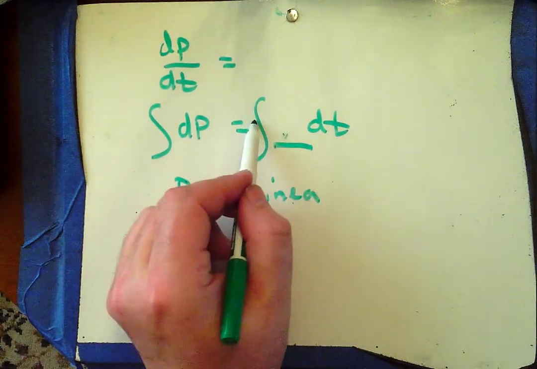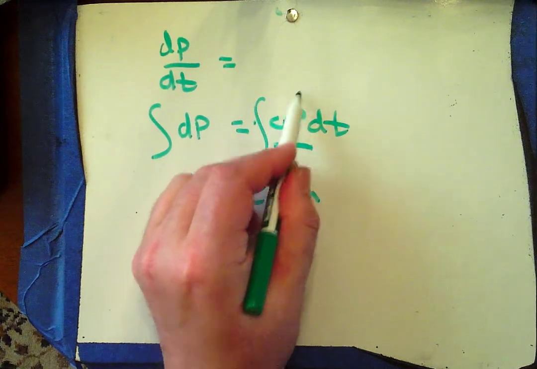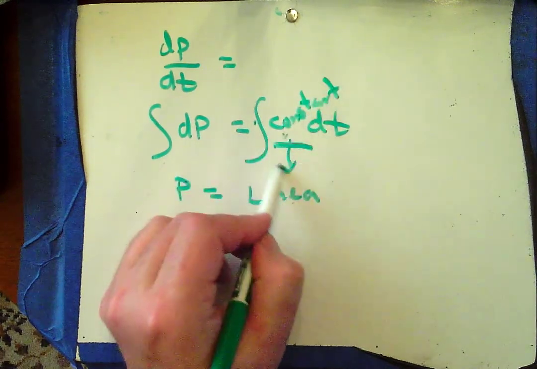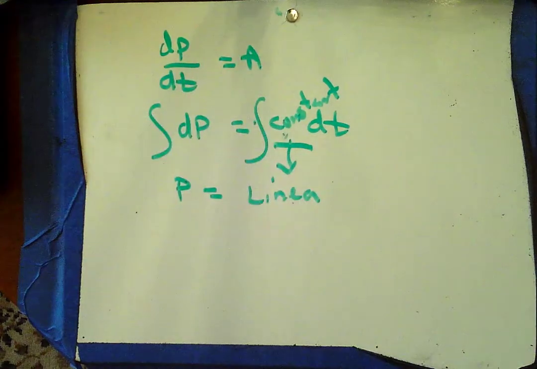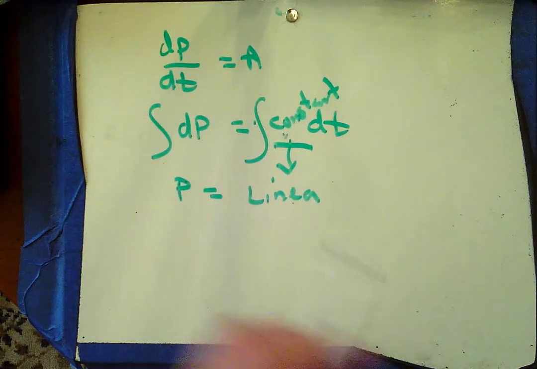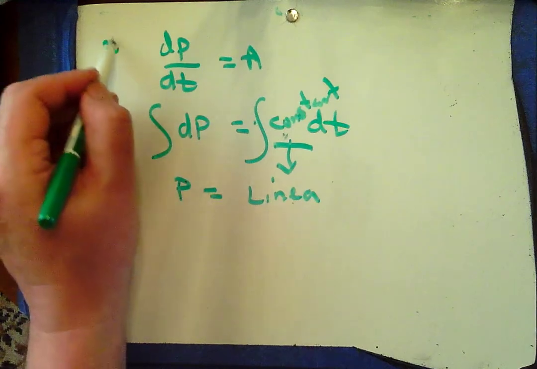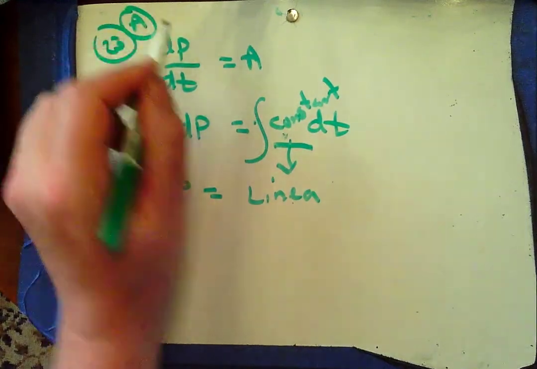Well, I know the antiderivative of a constant is a linear function. And so I want to say choice A. Choice A is going to give me that. And that's 23A. All right, dP equals 200.